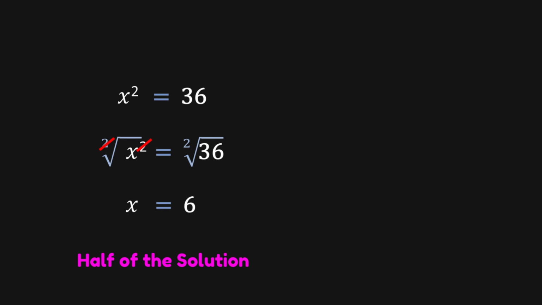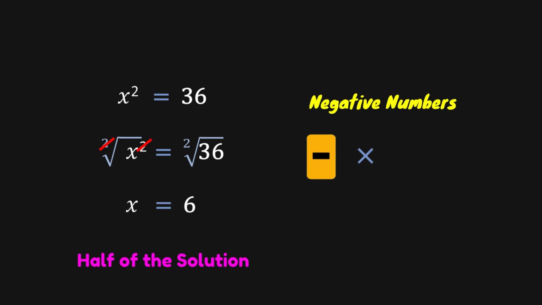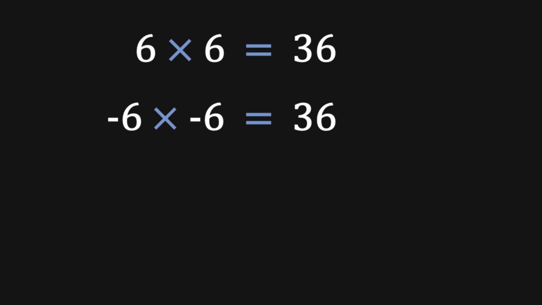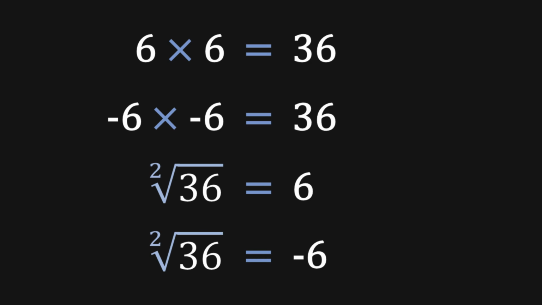This problem is actually a little trickier than it looks, and that's because of negative numbers. Remember when we talked about multiplying integers? We learned that a negative times a negative gives us a positive. And that's super important when it comes to roots, because it means there can be more than one answer. For example, we already know that 6 times 6 equals 36. But because of that rule about negatives, we also know that negative 6 times negative 6 equals 36. That means the square root of 36 could be either 6 or negative 6.